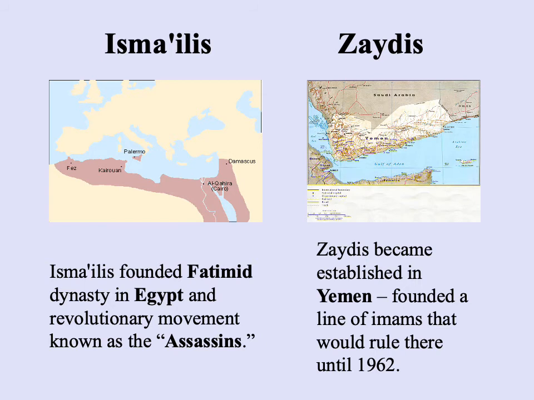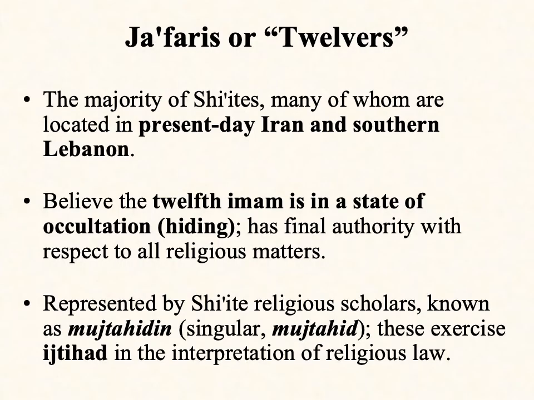The Fivers, the Zaydis, eventually became established in Yemen and founded a line of imams that would rule there until 1962. But again, the vast majority of Shiites are Jafaris or Twelvers, and they tend to be concentrated in particular areas in the Middle East. The most obvious place is Iran, where they might make up the vast majority, even if they are a minority globally. But you also find large numbers in southern Lebanon and a few other places besides. Those two places are particularly important later on when we look at, for instance, the Iranian Revolution or the Lebanese Civil War.